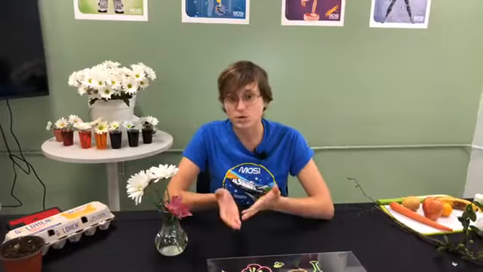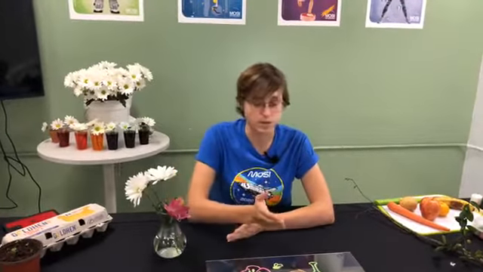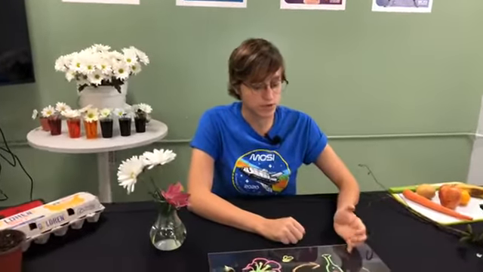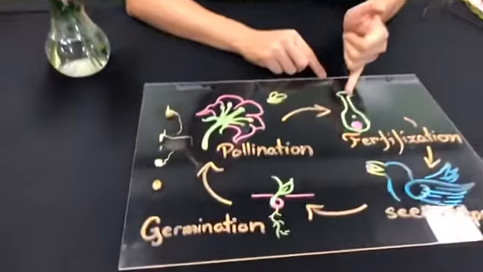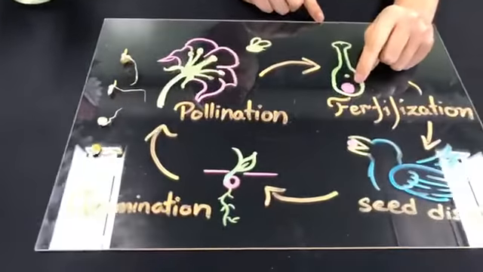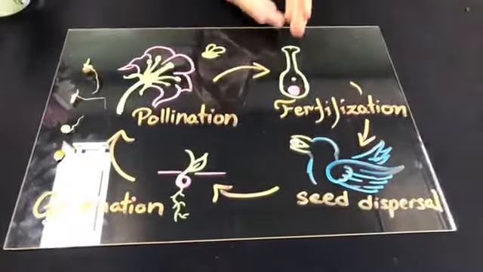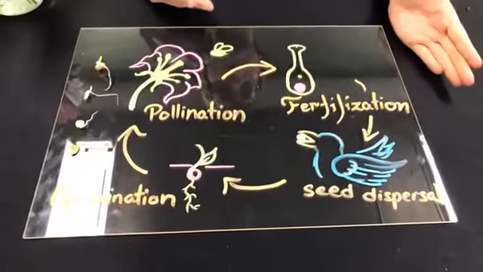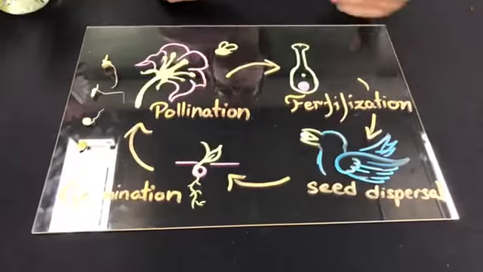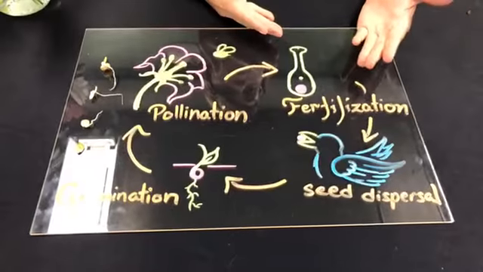Okay, so let's say the flower is able to get its pollen from one flower to another. The next step in its life cycle would be fertilization. So the pollen would go down the stamen into this egg-like cell here and produce a seed. Now once we have a seed, we need to get it away from its parent plant somehow. And plants have developed different adaptations to do this.